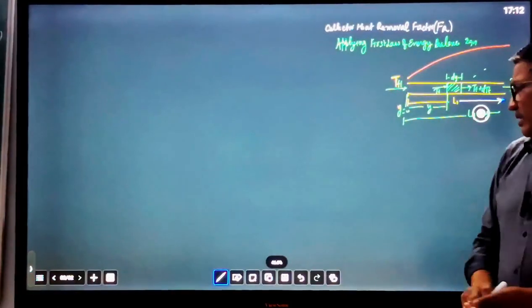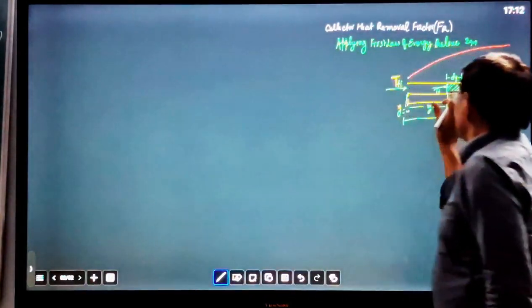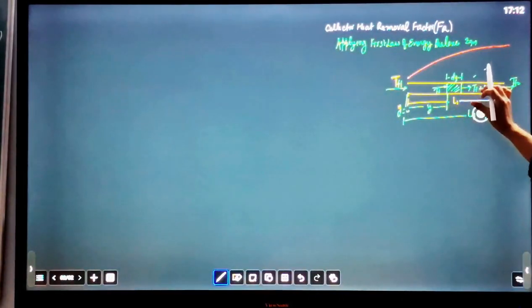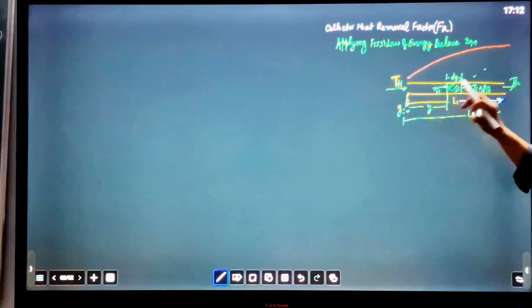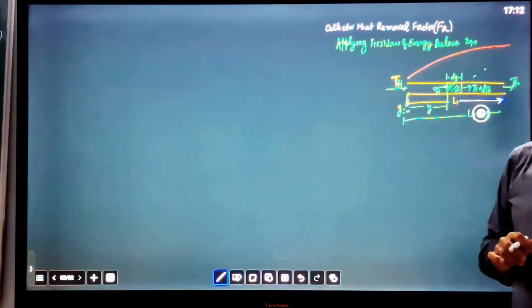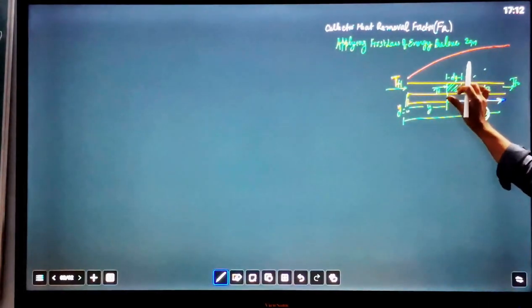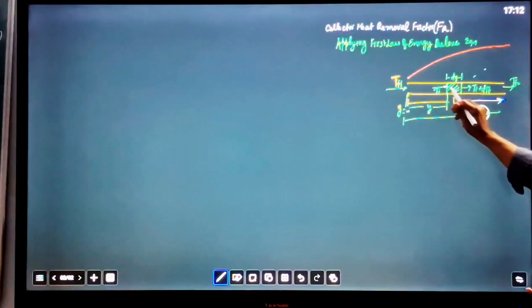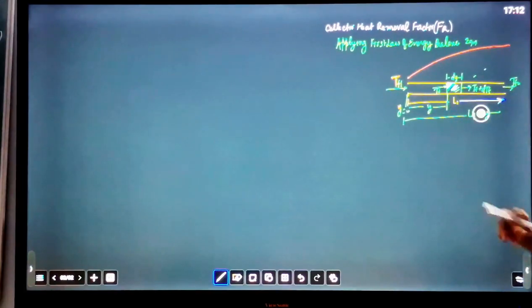Writing the energy balance equation for this fluid element, the enthalpy change of the fluid element will be equal to the useful heat gain by this fluid at distance dy. The useful heat gain by this element of the fluid will be equal to the change of enthalpy of this fluid.